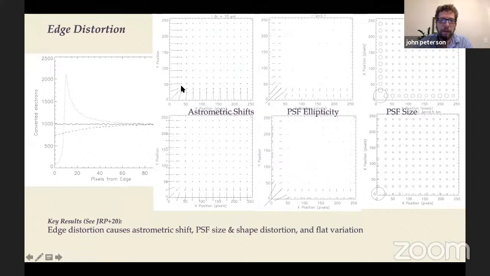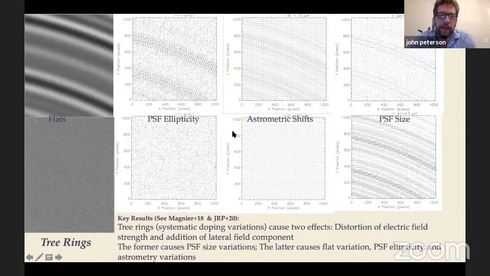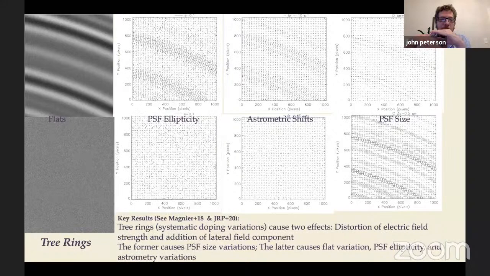Here's the effect of what people call tree rings. This is due to the fact that often when you make silicon devices, when you make the silicon boule and you dope it with boron or phosphorus, the boron or phosphorus doesn't necessarily distribute evenly. It has a different segregation coefficient than the silicon, and often depending on the exact thermal axis as the boule is spinning around, you end up with these tree ring patterns in the doping. So you end up with a little more boron, a few percent higher as a function of position. And we found that this actually leads to two effects.